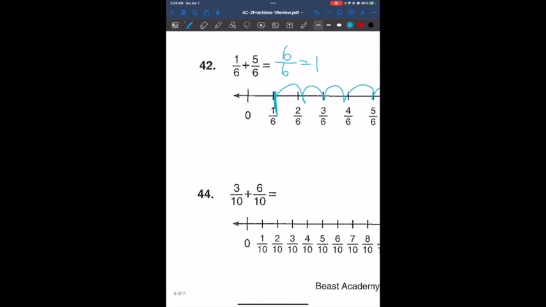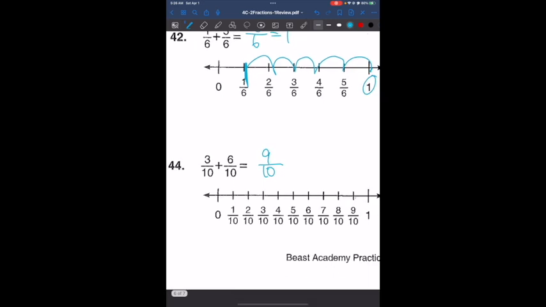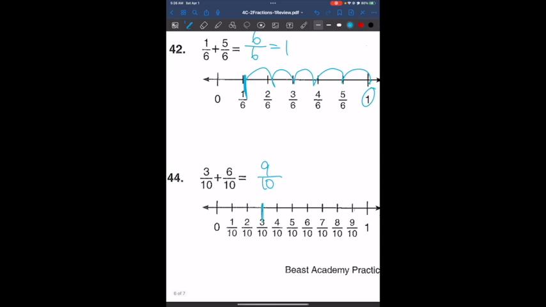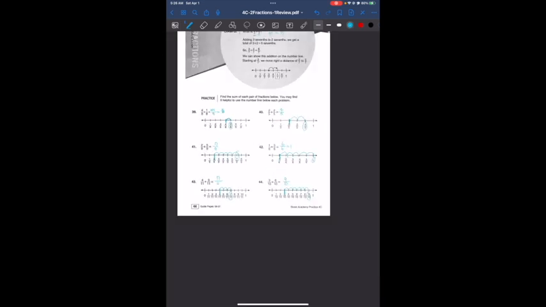Now for problem 44, same denominator, so we just add the numerator together, so it's going to be 9 over 10. So we have 3 over 10, and we know that one space is worth 1 over 10, so we're going to go 6 spaces, and that brings us to 9 over 10.